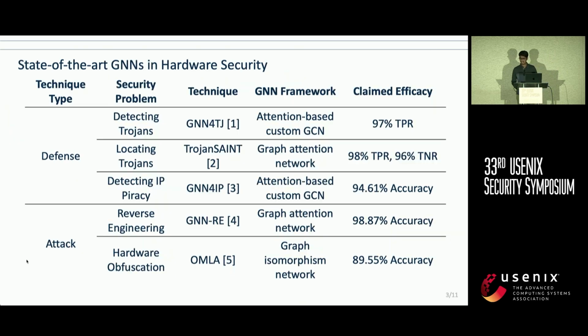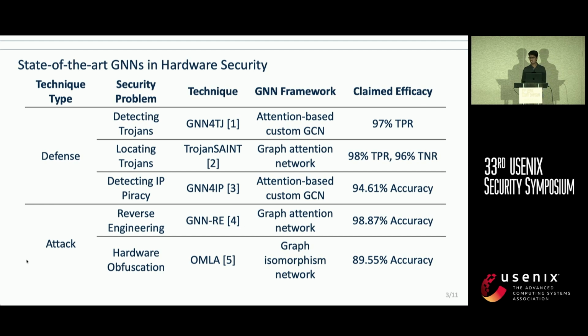Now to address these threats, researchers have recently proposed graph neural network-based techniques. The idea makes sense because circuits can be represented as graphs, so it's a natural fit to use graph neural networks, or GNNs, to address these problems. Examples of these techniques come from both ends, defense and attack. For example, people have used graph neural networks to detect and locate hardware Trojans. They've also used them to reverse engineer circuits. People have also used GNNs for detecting piracy or similarity between two different netlists.